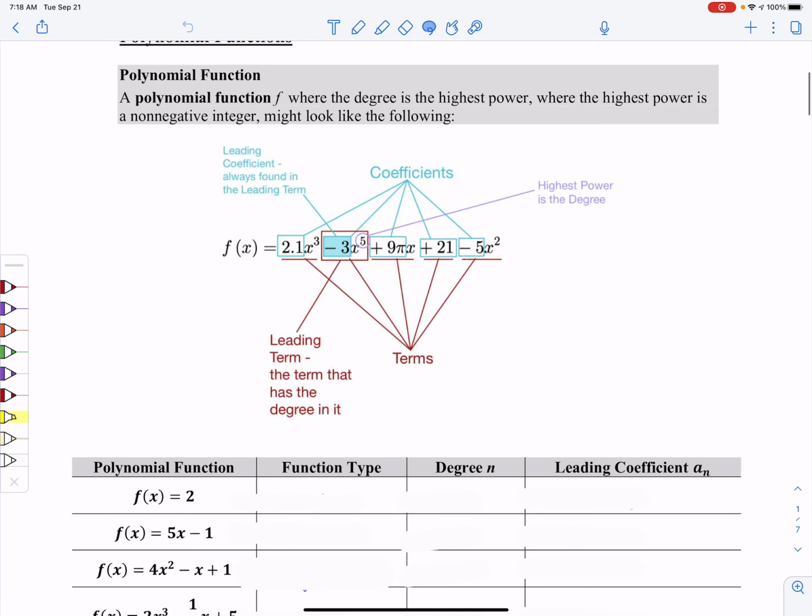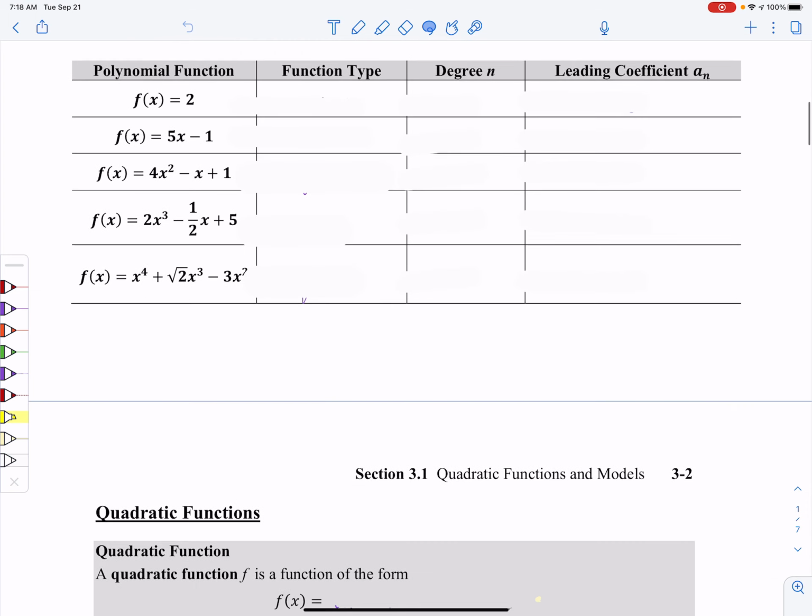All right, now that you're back, let's go ahead and take a look at a couple of different examples that we might have. So the very first example, you notice it just says f of x is equal to 2. And this is just simply going to be a constant function. Its degree, its highest power is 0, because remember, this is the same thing as 2 times x to the 0 power. And the leading coefficient, remember, is the coefficient that's in the term along with the degree. And so my leading coefficient is going to be 2.